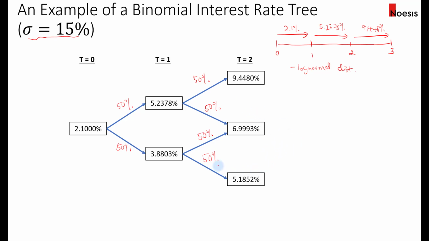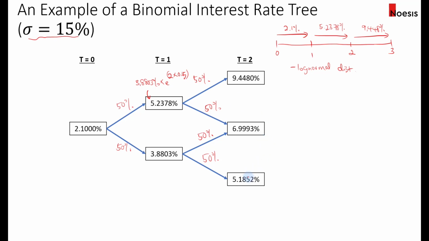For example, let's say for this node here, 3.8803%. If you are given this node, then you'll be able to calculate the value in the upper node here, which will be 3.8803% multiplied by e to the power of 2 times 0.15. That's 2 standard deviations there.